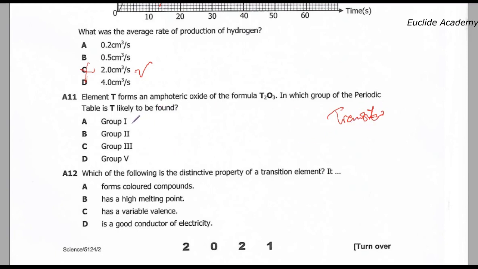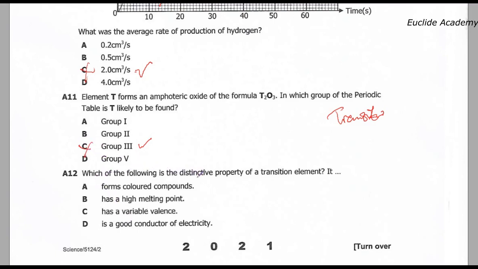So we can find it's not group 1 or group 2 and not group 5. So basically these are non-metals. So we can find group 3, we have got some transition elements there. So probably it will be C.